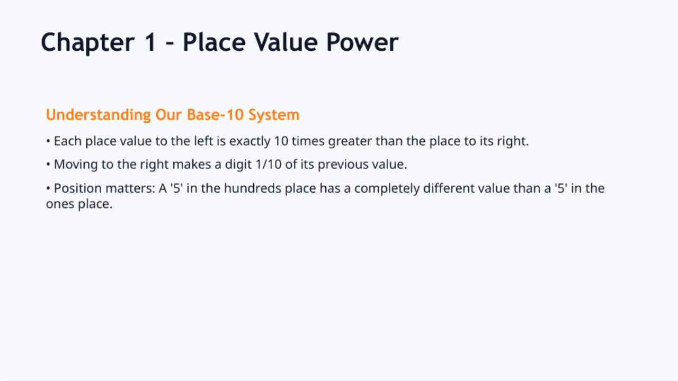Let's dive into the heart of our number system, the base 10 system. Every step to the left means a place value 10 times bigger than the one before it. Move to the right, and each digit becomes 1/10 of the previous spot. It's all about position. A 5 in the hundreds place isn't the same as a 5 in the ones place. Its value changes completely. This is the power of place value, and it's the foundation for everything we'll explore next.